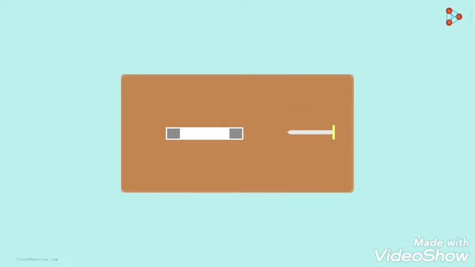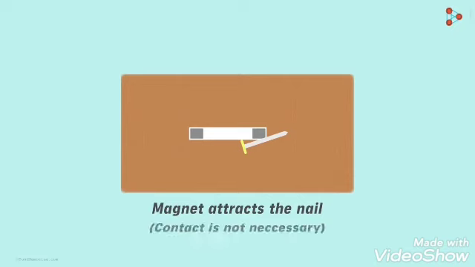Keep moving the magnet slowly, closer and closer to the nail, but make sure not to touch the nail. What did you notice? When the bar magnet was sufficiently close to the nail, the nail takes a leap towards the magnet and sticks to it. What does this tell us? This shows that the magnet attracts the nail and the contact is not necessary for this attraction. The magnet pulled the nail towards it even though it was not in contact with the nail.